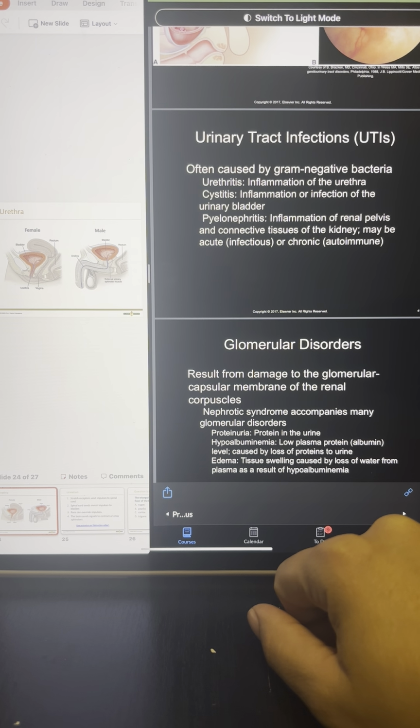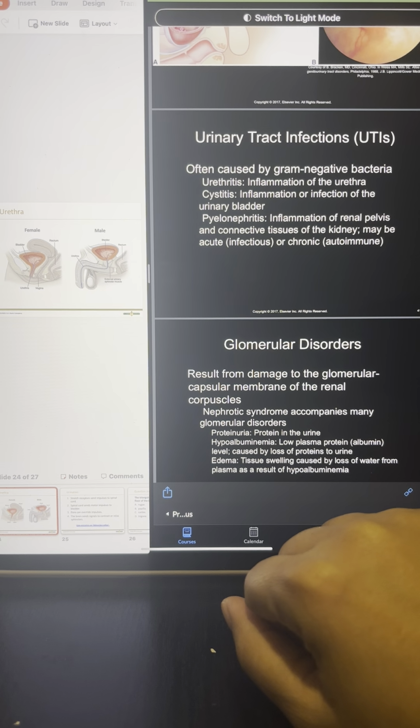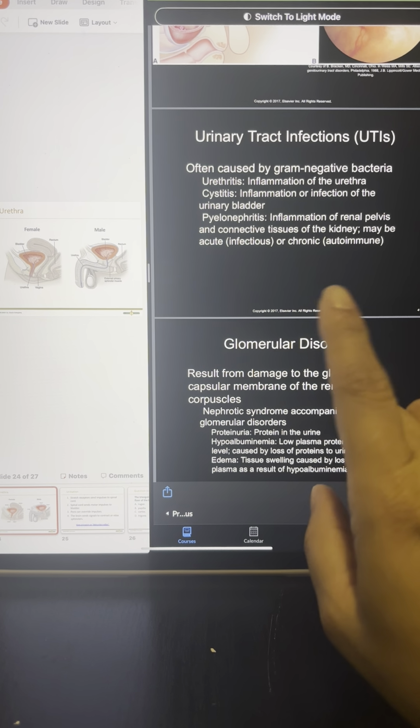UTIs are often caused by gram-negative bacteria. Urethritis is inflammation of your urethra. Pyelonephritis, inflammation of your renal pelvis and connective tissue of the kidney. It may be acute or chronic. Chronic is autoimmune.